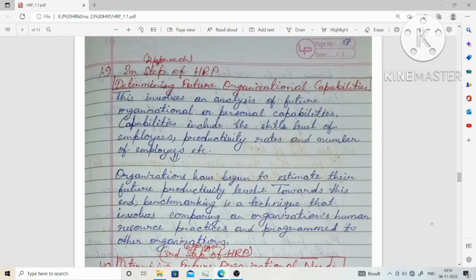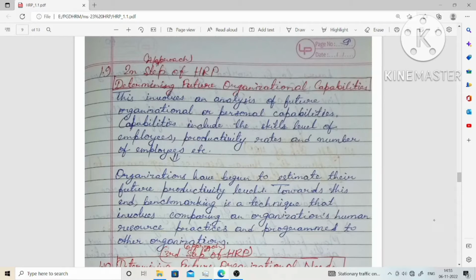So now in the previous video I explained the first approach, or you can say the first step in HR planning. So continuing from that point, the next step I will explain, and then the third and the fourth.